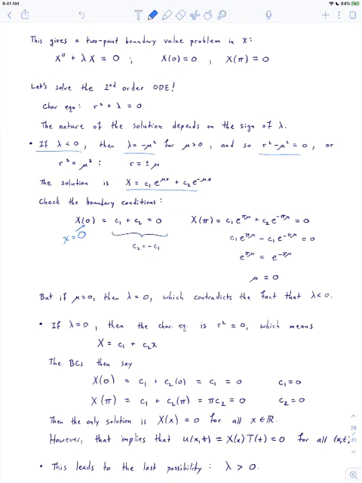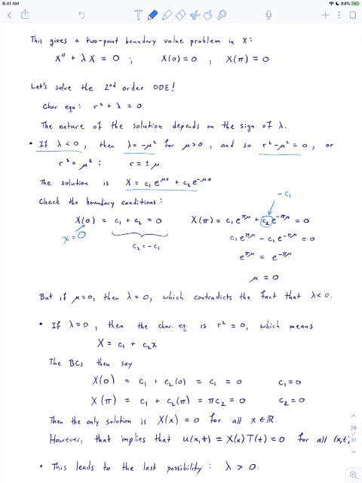The other boundary condition tells us that capital X evaluated at pi is 0. So if you just plug in x is equal to pi, you end up with this expression. But of course we know that c2 is equal to the opposite of c1. So we just take that c2 and we replace it with minus c1, and that's what we have here. So then we can factor out the c1.